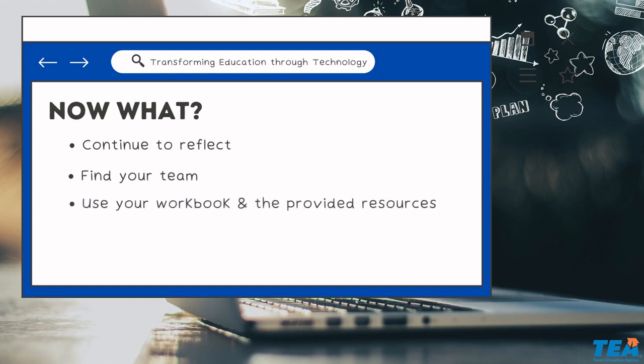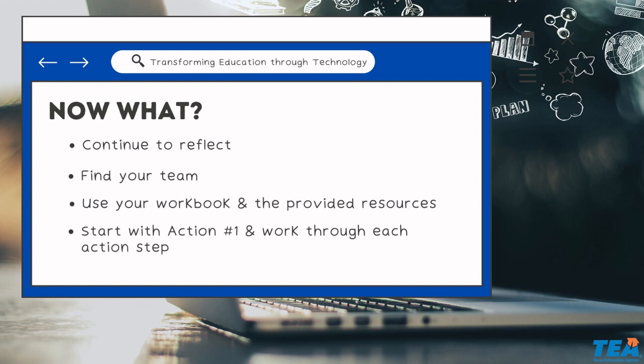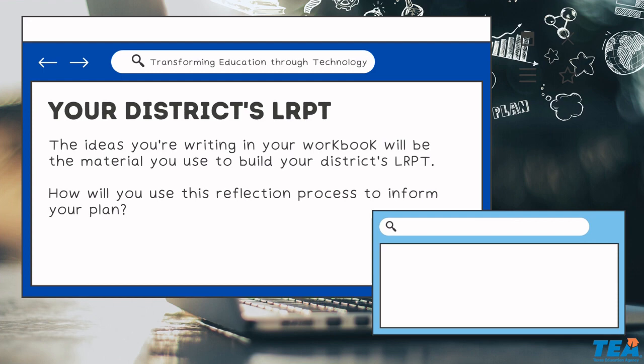Use your workbook and the provided resources as a starting point for a larger conversation around this goal. Start with action 1 and work with your team through each action step to make this a sustainable and customized plan for your district. The ideas you're writing in your workbook will be the material you use to build your district's LRPT. How will you use this reflection process to inform your plan?